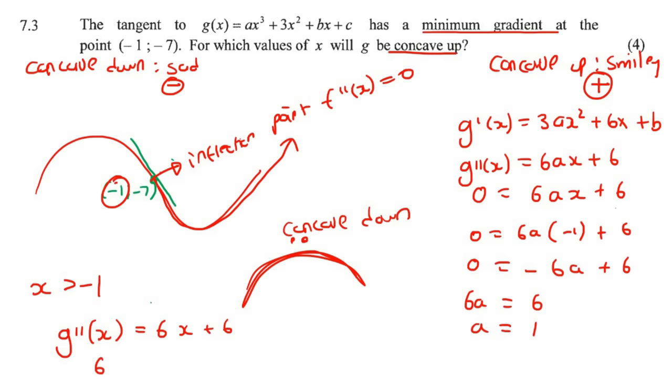If something is bigger than 0, it is positive. And so you could say 6x is bigger than negative 6. Divide both sides by 6, and x would be bigger than negative 1. And that's what we said earlier already over here. x will be bigger than negative 1. If you prefer interval notation, you could say x is an element going from negative 1 up to infinity.